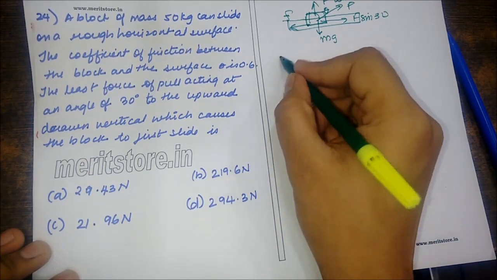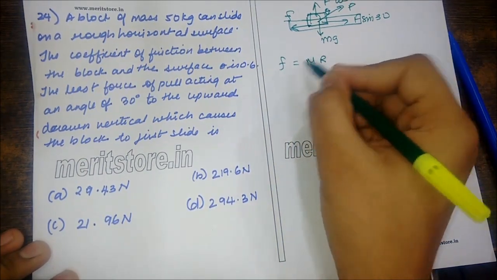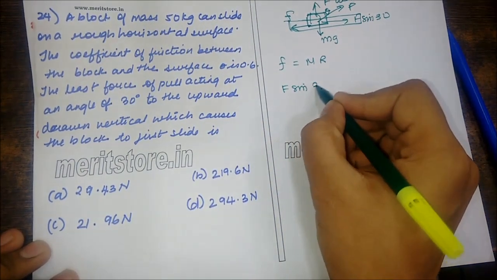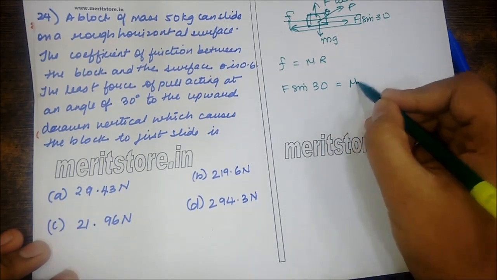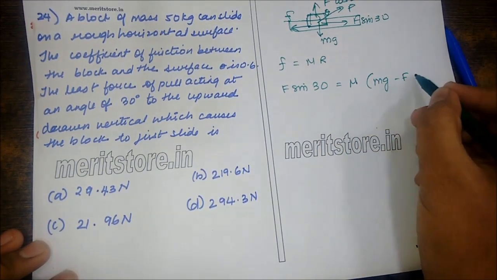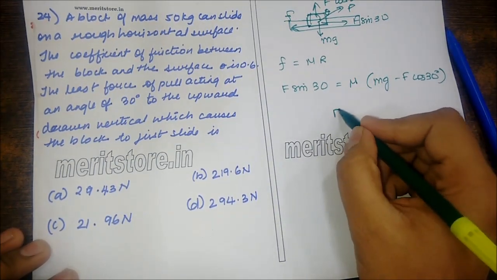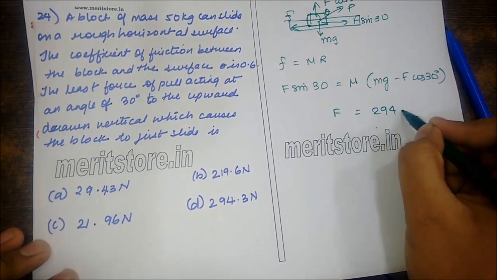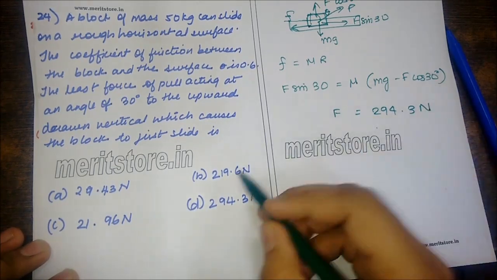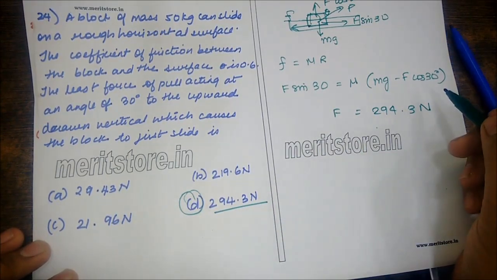Limiting condition is F is equal to mu R. So F sin 30 is equal to mu (mg minus F cos 30). By solving we get F is equal to 294.3 Newton. So option D, 294.3 Newton is the correct answer.